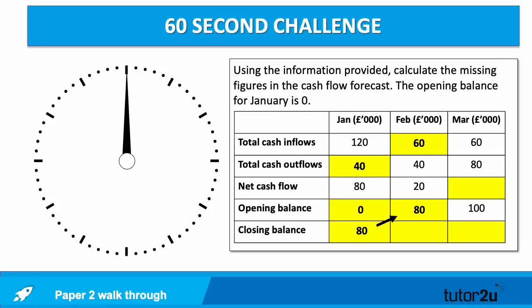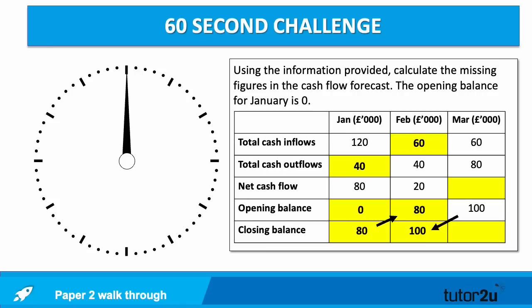To get to the closing balance for February, it's adding our net cash flow again to our opening balance, so 20,000 plus 80,000 equals 100,000. And we should know that figure anyway, because we know that the opening balance for March would be the same figure as the closing balance for February. So that's a double check of our calculation there.